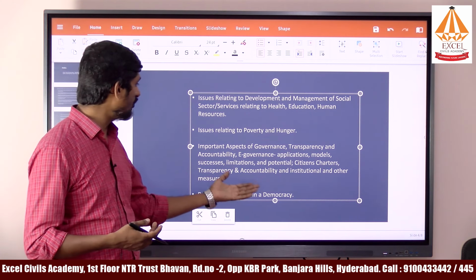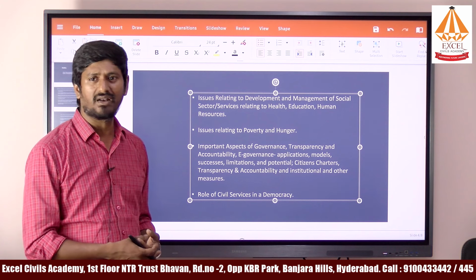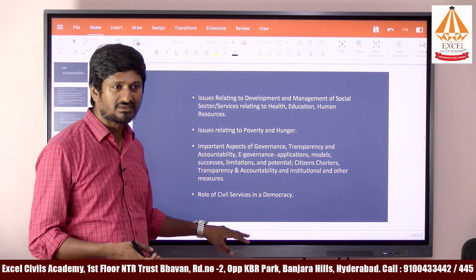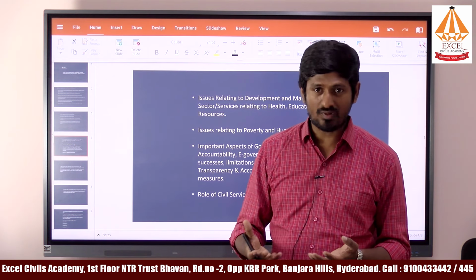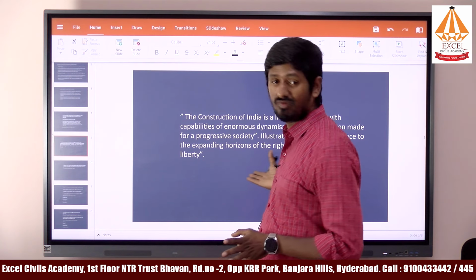And transparency, accountability, institutional and other measures, other miscellaneous provisions regarding the governance will be studied. Role of civil services in democracy. How the civil service will help in the promotion of democracy. We will be studying that. Okay. So finally, these kinds of questions will be possible in the examination.